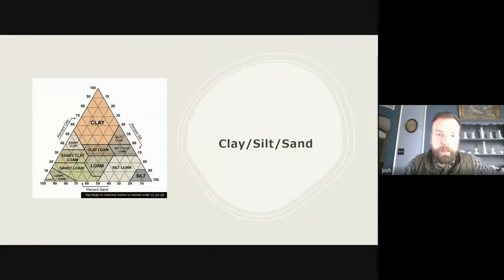Typically, soils are made up of a combination of clay, silt, and sand. Clay tends to have very fine particles, silt medium-sized particles, and sand large particles. Soil composition affects how well water infiltrates, how well plants absorb nutrients, and what kind of practices are appropriate to install.